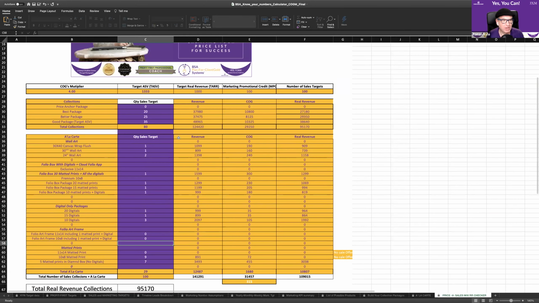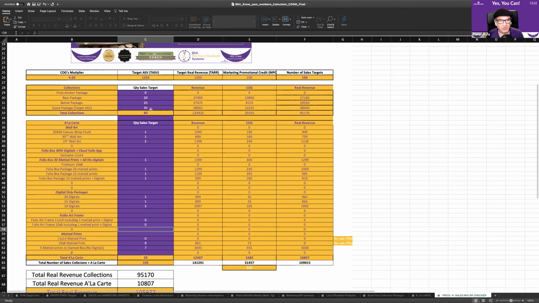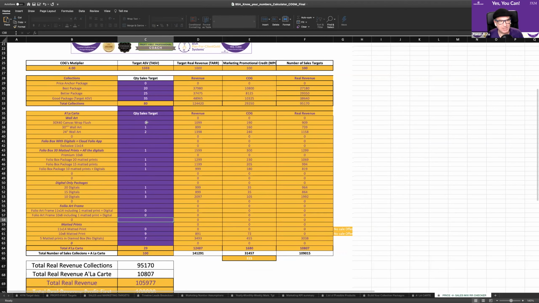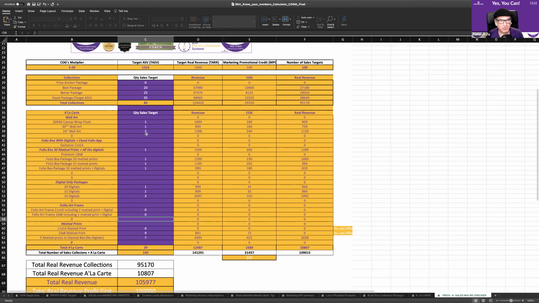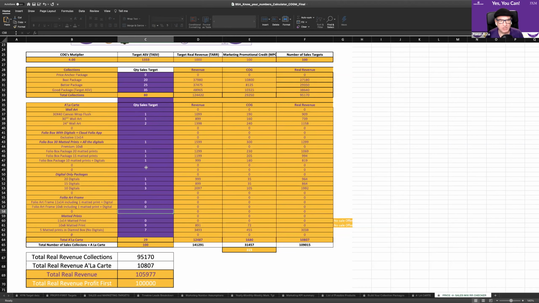So here, this photographer has guessed, and these can be anything. We don't expect to sell any price anchoring package, right? That's just to sell more of our best package. So we've gone with 20 best packages, 35 here, and 35 good packages. So out of our 100 sales, we're expecting 80 to go for collections. And then for our other clients who don't go for a collection, we anticipate what they're going to buy. Again, it's only the purple that you can put the figures in on.